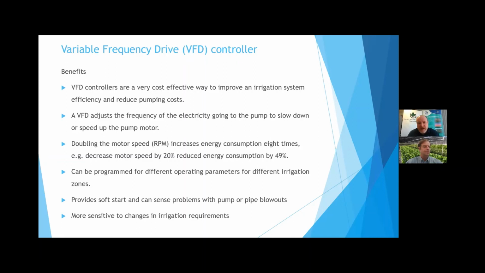They can provide a range of benefits such as soft start, identify any pump problems. They can identify pipe blowouts and shut off the system, and in some cases, if there's an alarm connected to it, they can either send you an SMS or trigger an alarm to let you know that there's something gone wrong. They are more sensitive to changes in the irrigation system, and they will reduce operating costs. But by no means will they fix all problems in all situations.